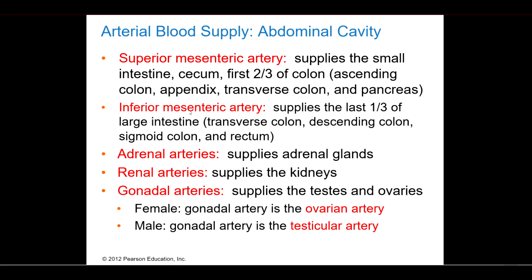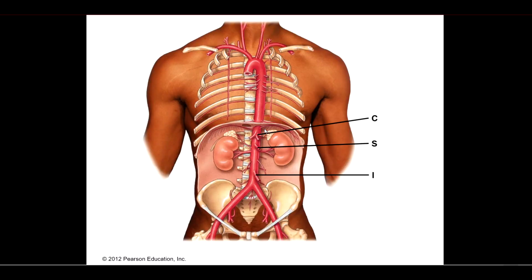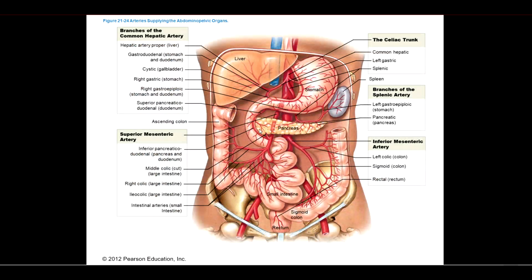So the inferior mesenteric artery does the last 1/3 of the large intestine, right? That includes the half of the transverse colon that the superior mesenteric artery didn't do, the descending colon on the left, the sigmoid colon, and the rectum. So let me show you a little bit more of a detailed picture.